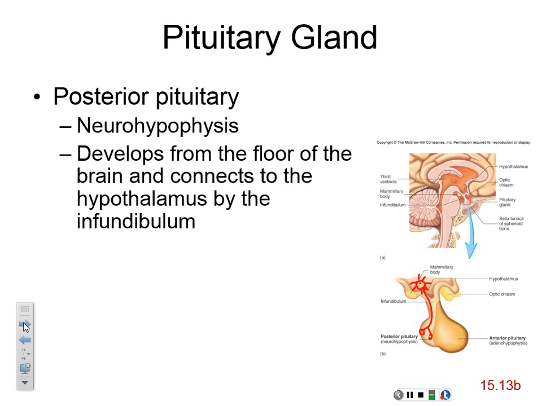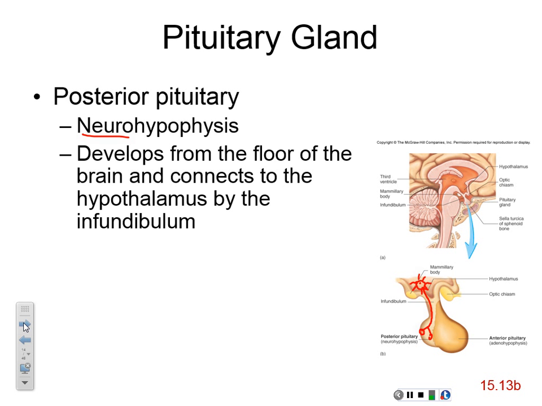So later on, when the hypothalamus sends an action potential, it will cause the hormone contained in the synaptic vesicles to be released from the pituitary. But the hormone was made where? Up there in the hypothalamus. So it is called the neurohypophysis because of that.